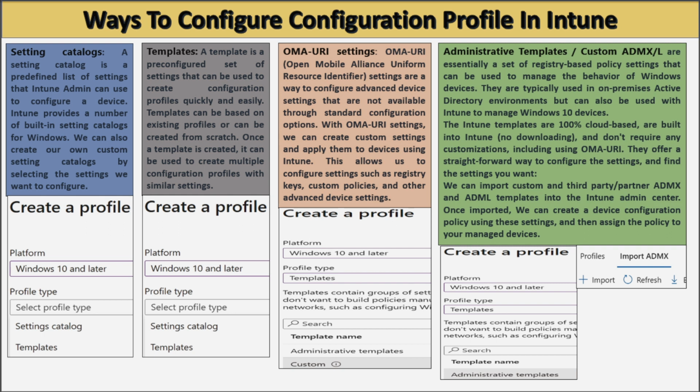To create an administrative template, we have to go to the Intune portal. Again, within the configuration profile creation, we have to select the platform Windows 10 and later, and within that select the profile type template, and within that we have an administrative template. We can also import an administrative template by clicking on import administrative template, and once the templates are imported, we can deploy the custom ADMX template through Intune.